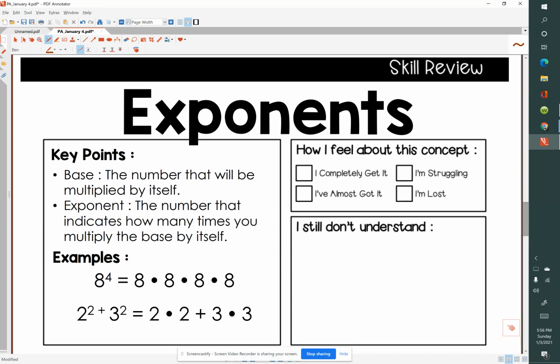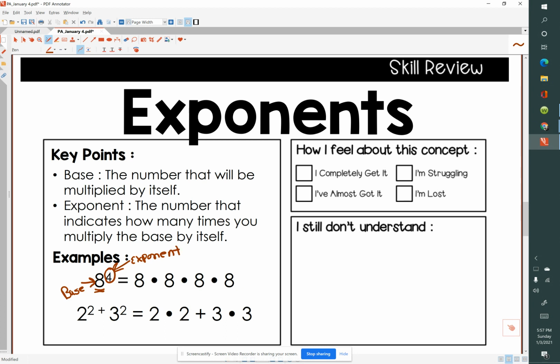So, okay, our lesson is on exponents. So, with the exponent, we have two parts. We have the base, which in this case is this 8, and we have the exponent, which in this case is the 4.